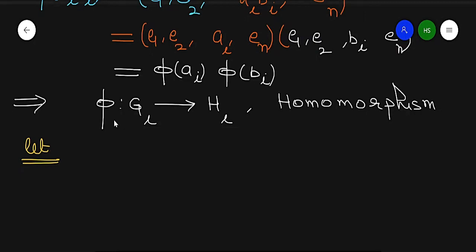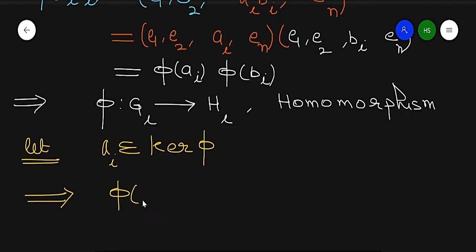So I take some element from Gi, of this kind, ai. Say it belongs to the kernel of phi. So what is the definition of the kernel of phi? Its image should be the identity. So what is the identity? This is (E1, E2, ..., Ei, ..., En).